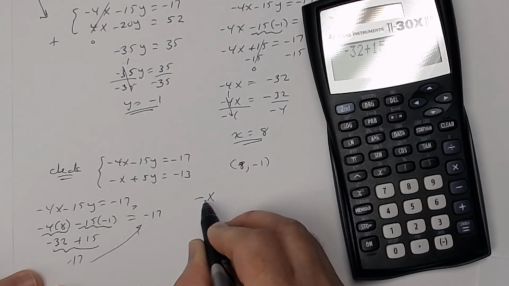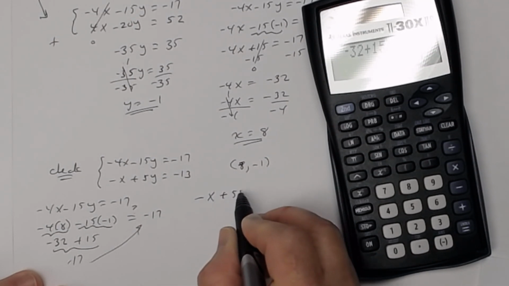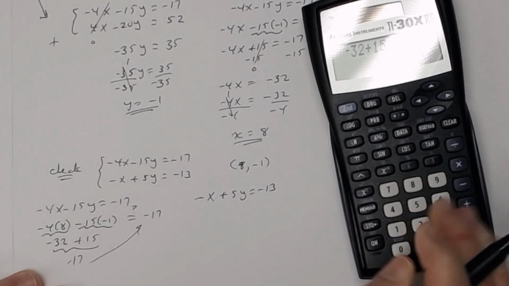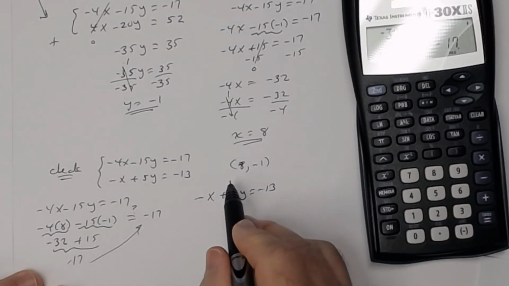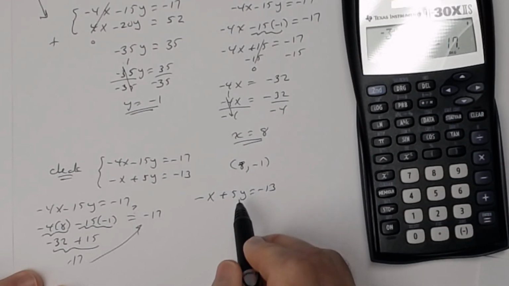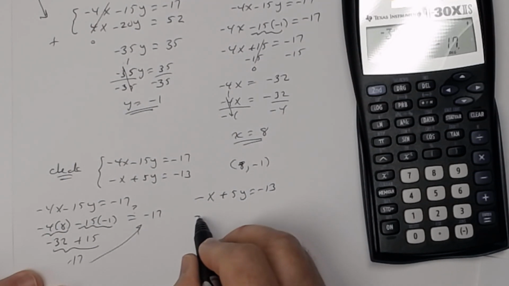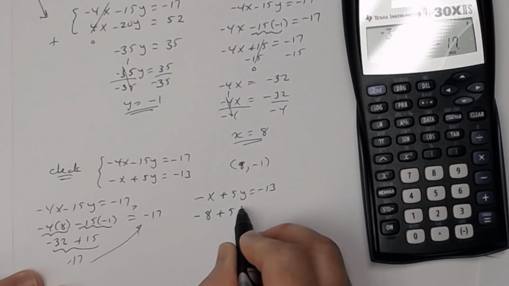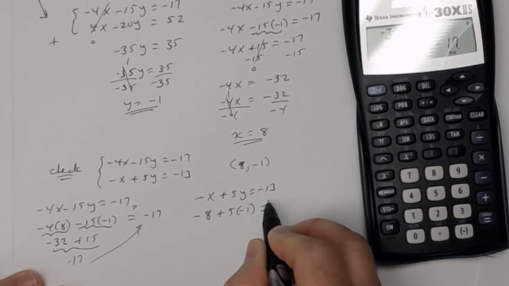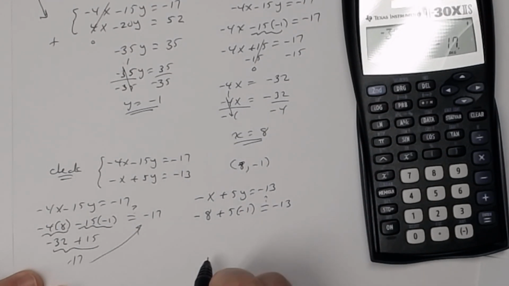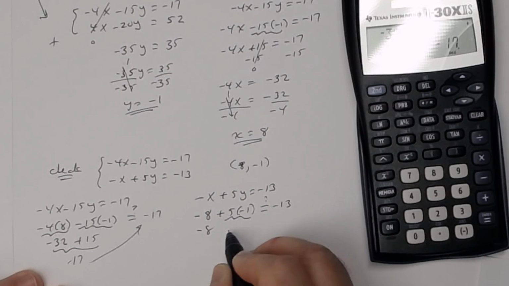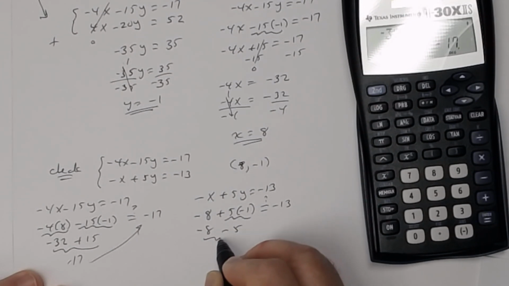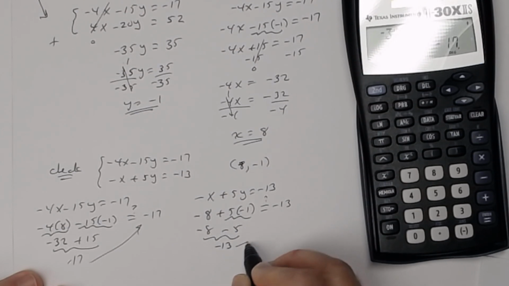The opposite of x, or negative x, plus 5y equals negative 13. So in place of x, I'll substitute 8. In place of y, I'll substitute negative 1. So I get negative 8 plus 5 times negative 1. And I want to see if that's going to equal negative 13. Well, this is negative 8. 5 times a negative 1 is a negative 5. And a negative 5 and a negative 8 is indeed a negative 13.